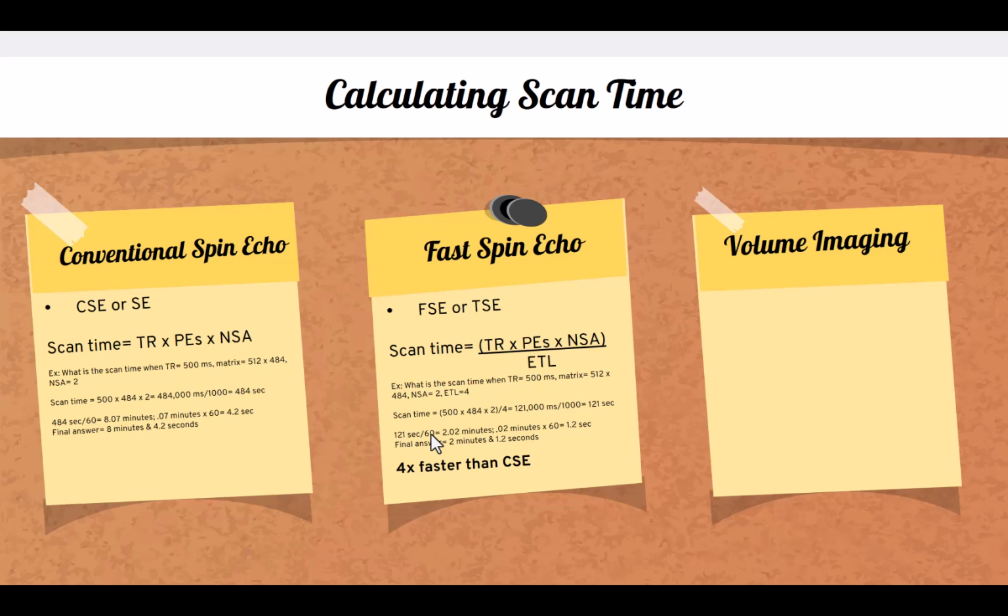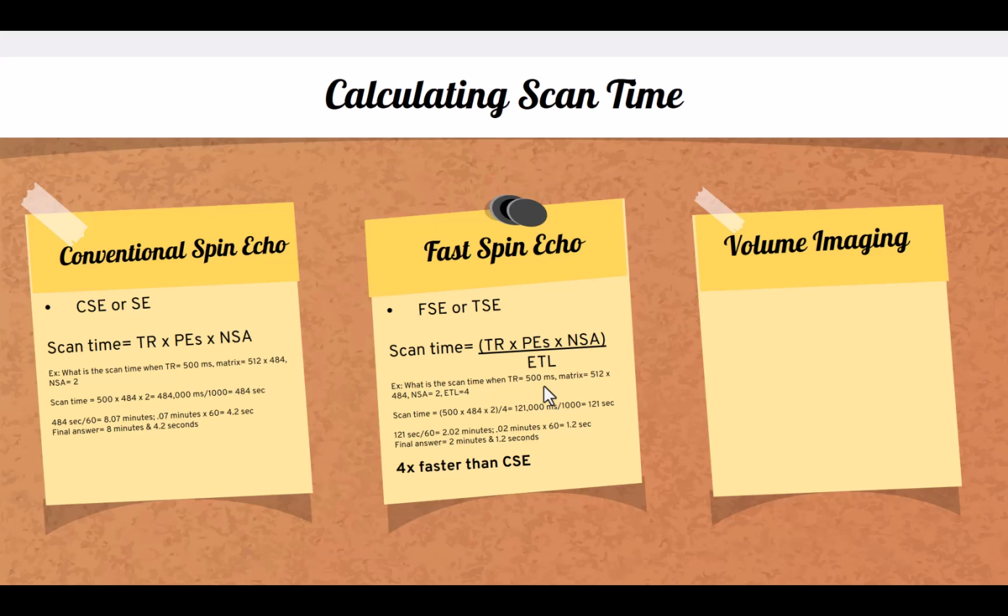Divide that by 60, which equals 2.02 minutes. And then anything after the decimal has to be converted back to seconds, which equals 1.2 seconds. So the final answer is 2 minutes and 1.2 seconds, which is 4 times faster than the conventional spin echo, which makes sense because our echo train length was 4. So everything over here was just simply divided by 4.